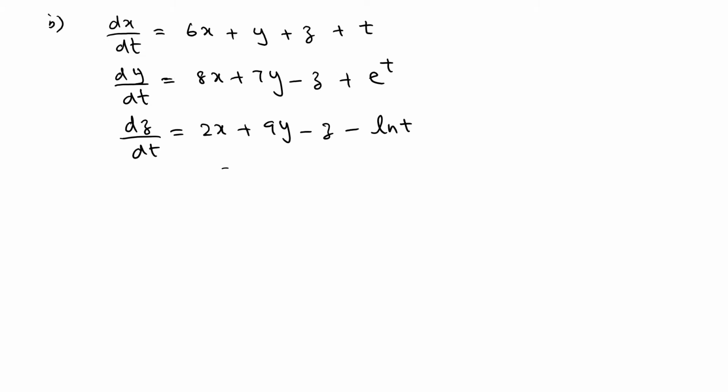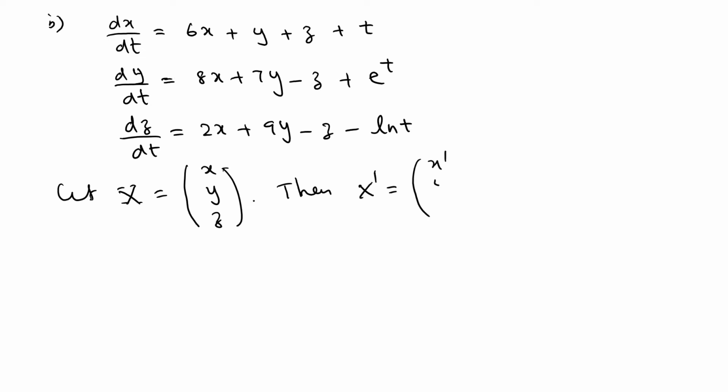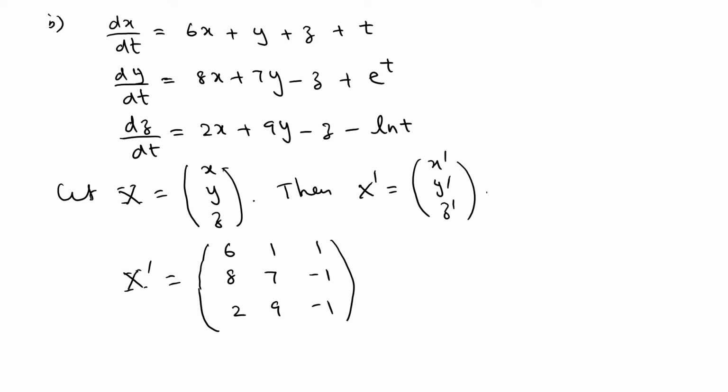So the same thing, let x be a vector. Now this vector has three components: the x component, the y component, and the z component. So then what happened? As before, x prime is simply x prime, y prime, z prime. Then we can write the system. We have x prime, which is that vector, equal to, let's put the coefficients there, 6, 1, 1, 8, 7, negative 1, 2, 9, negative 1 times x.